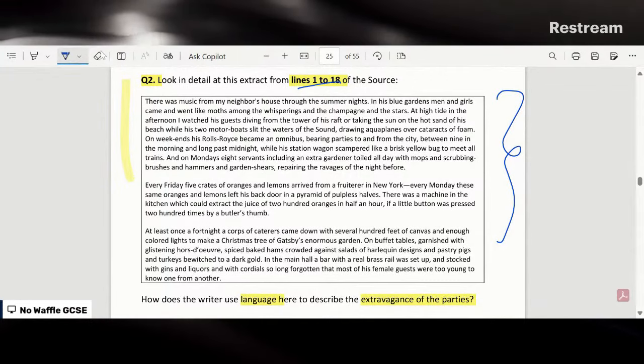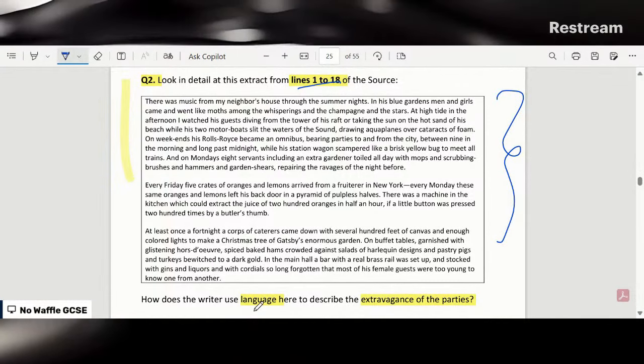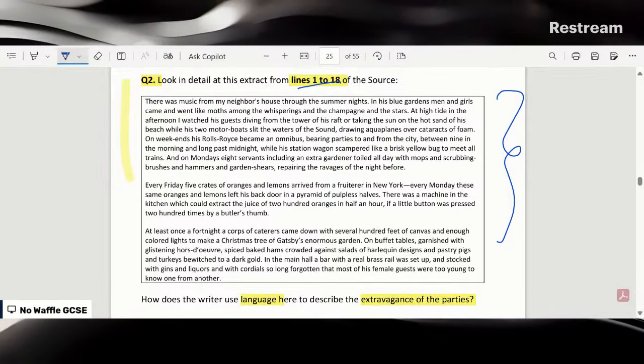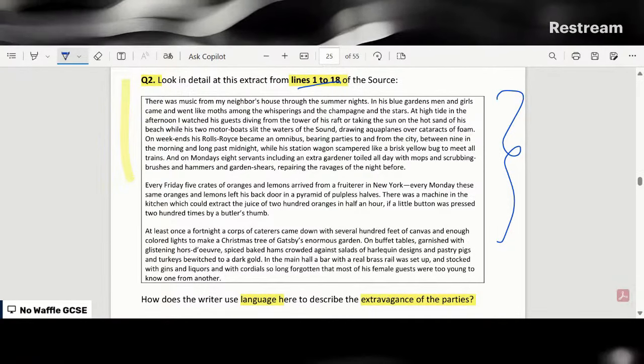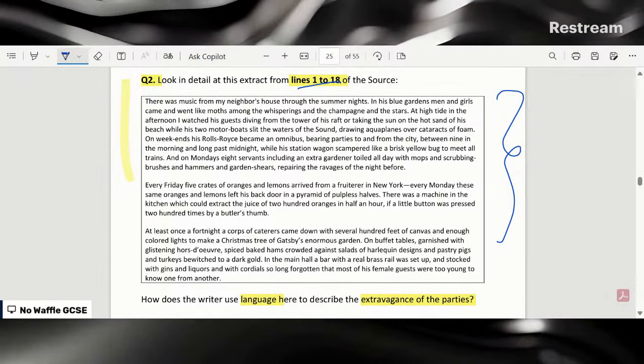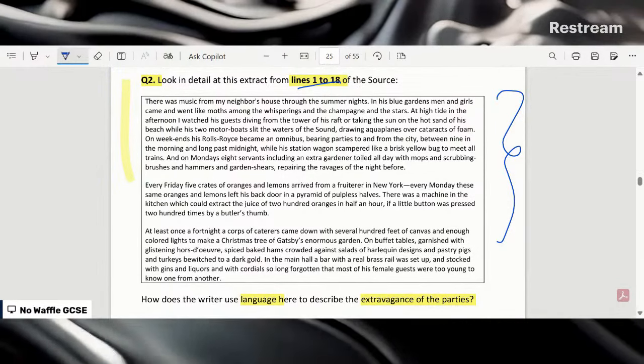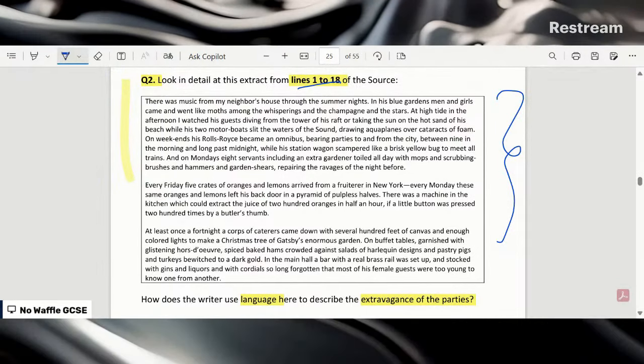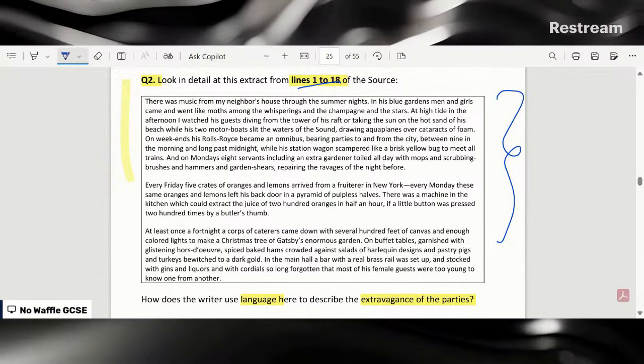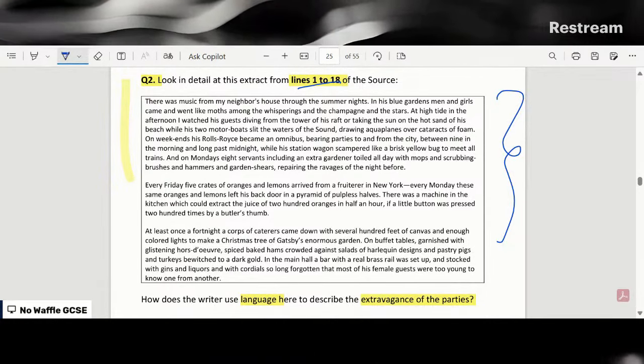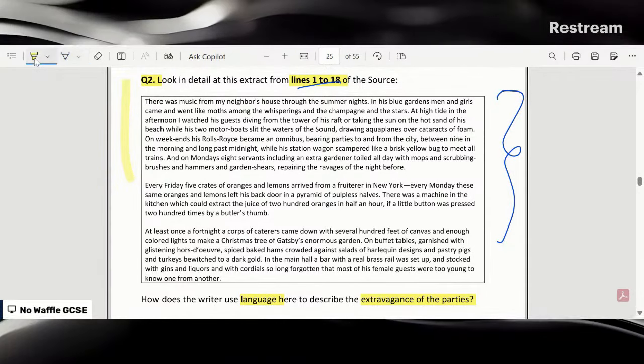So yeah, we're going to do a walkthrough. So let's go. How does the writer use language here to describe the extravagance of parties? Looking at some points that we can make, I've done some basic annotations, and don't think you have to do loads of in-depth annotations, guys. A couple of lines is perfectly fine. So what have we got here?